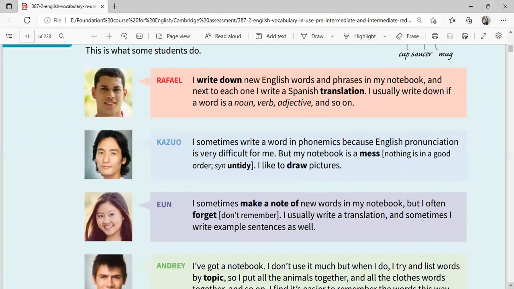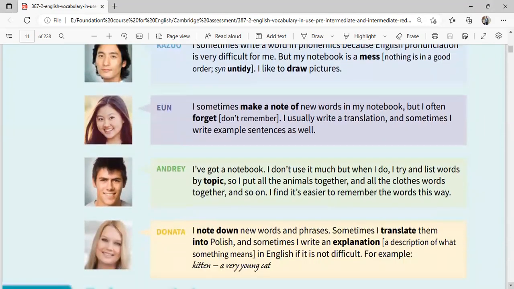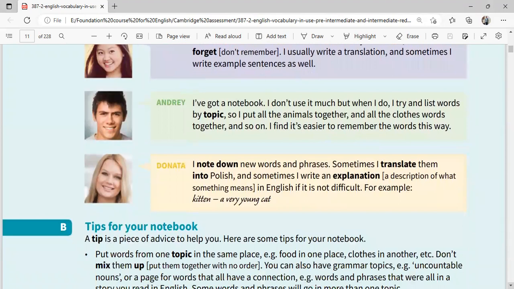I sometimes make a notebook of new words, but I often forget. I usually write a translation and sometimes I write example sentences as well. Andre: I've got a notebook. I don't use it much, but when I do, I try to list words by topic. So I put all the animals together and all the clothes words together and so on. I find it's easier to remember the words this way.